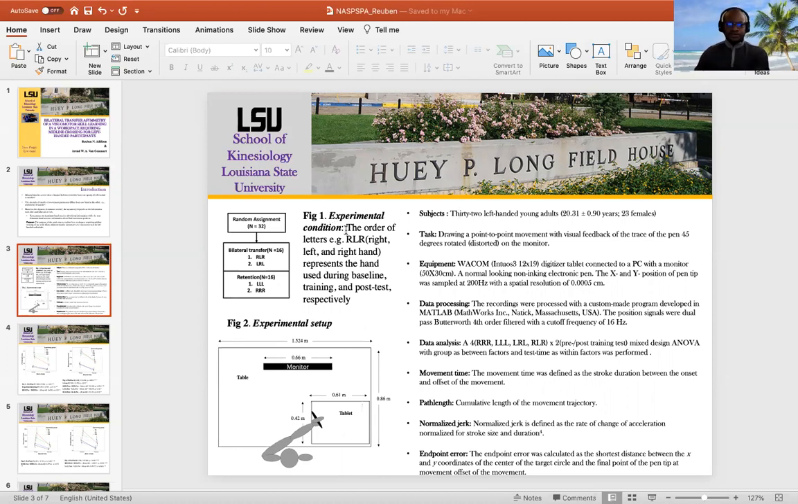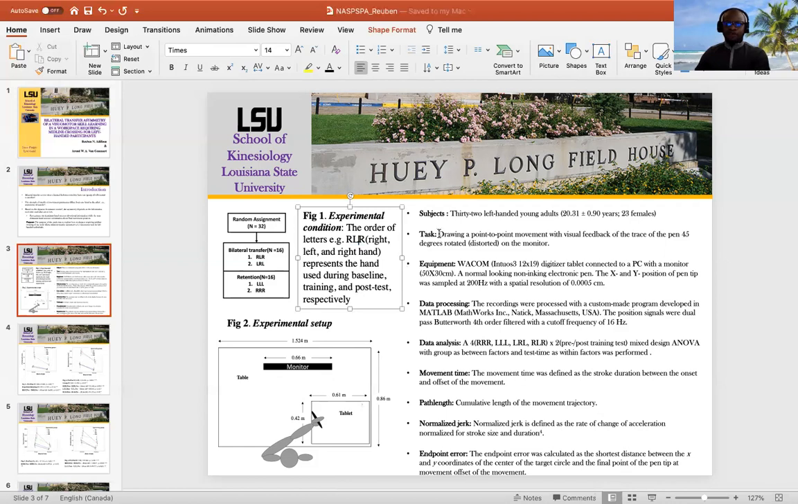Now, for the experimental condition, the order of the letters as shown in this figure represents the hand used during baseline, training, and post-test respectively. So for instance, an RLR group represents the right hand used for the baseline testing, the left hand used for the training, and the right hand for post-testing.